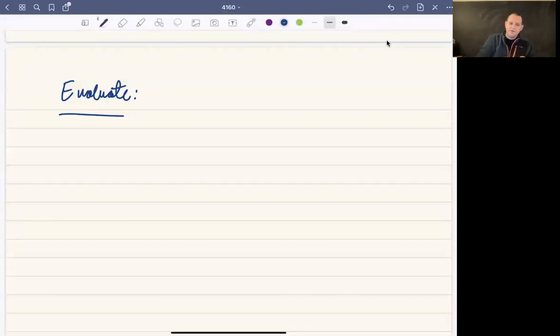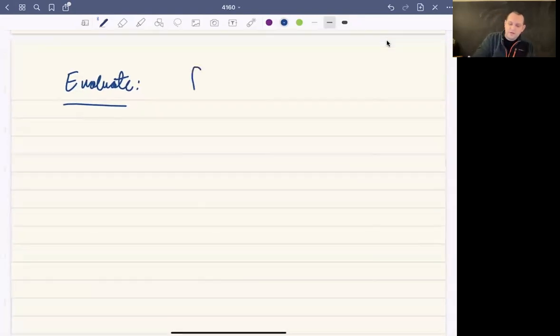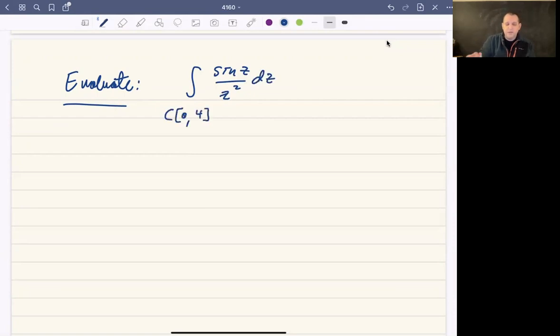So in this video, I want to do a few examples of Cauchy's integral formula and its derivative counterpart. Let's start by evaluating the integral of sine of z over z squared dz. We're going to integrate over some circle centered at the origin of whatever radius, say 4. So we're going to evaluate this integral.